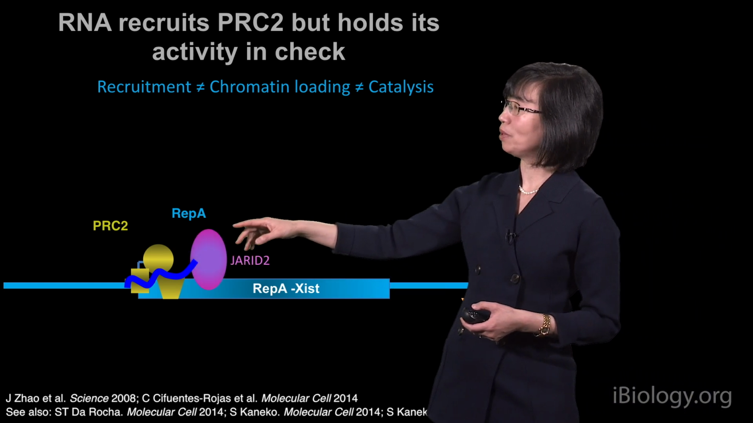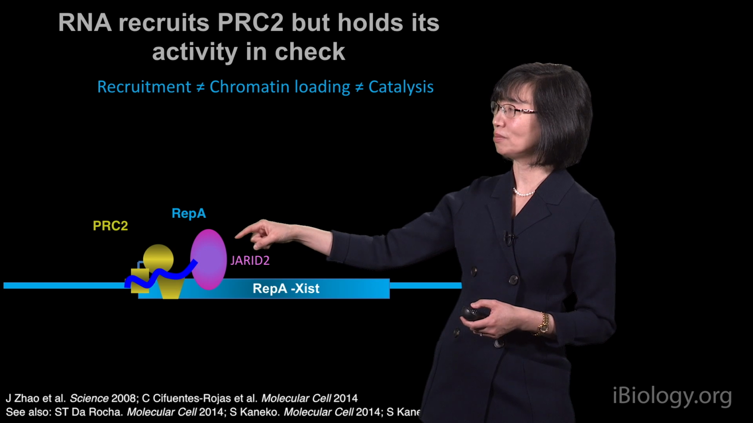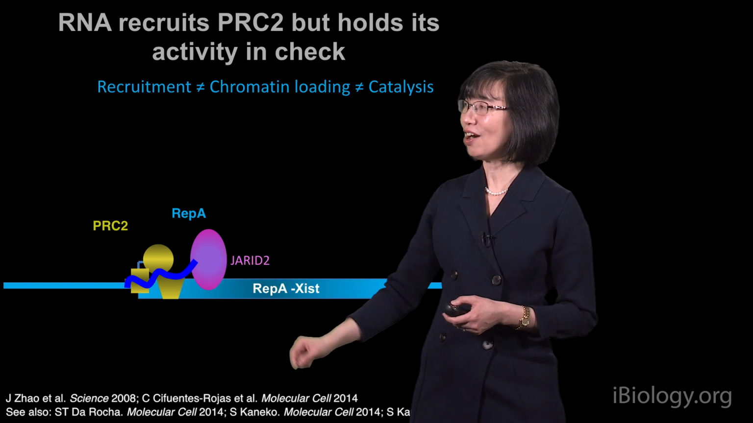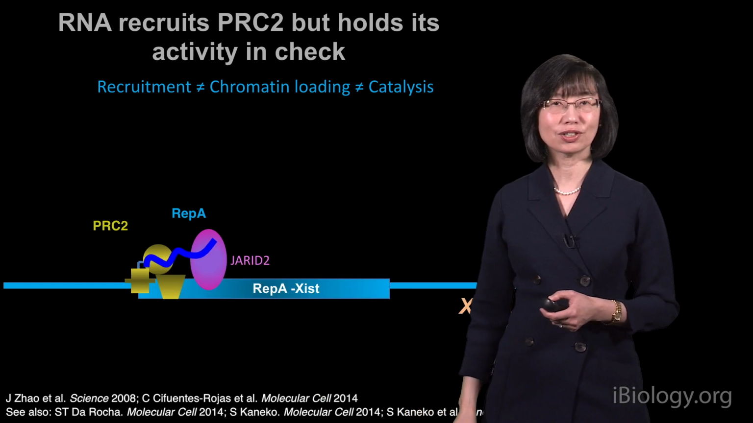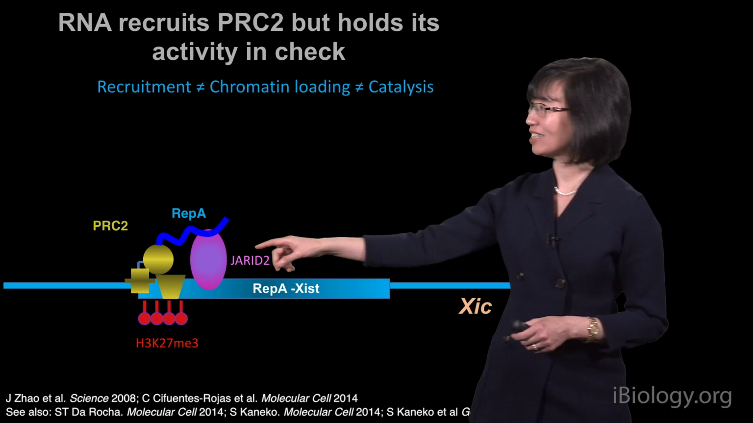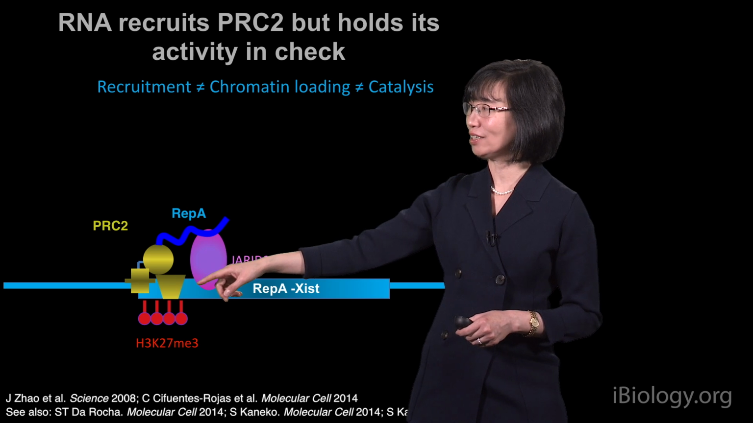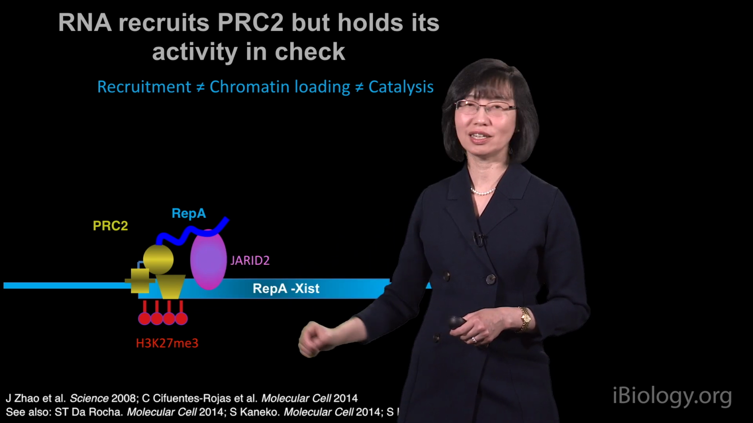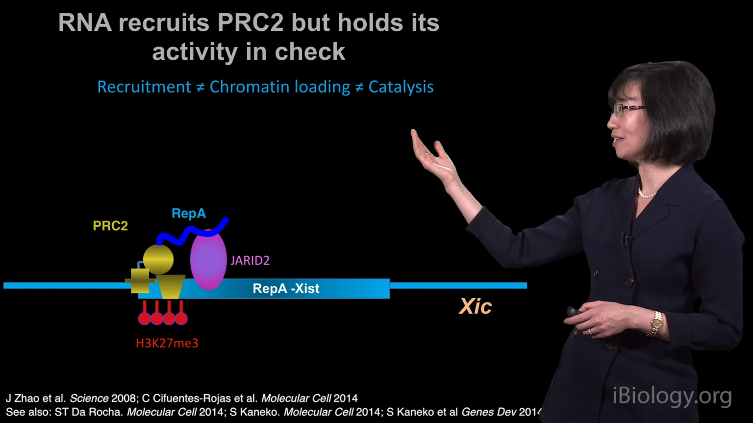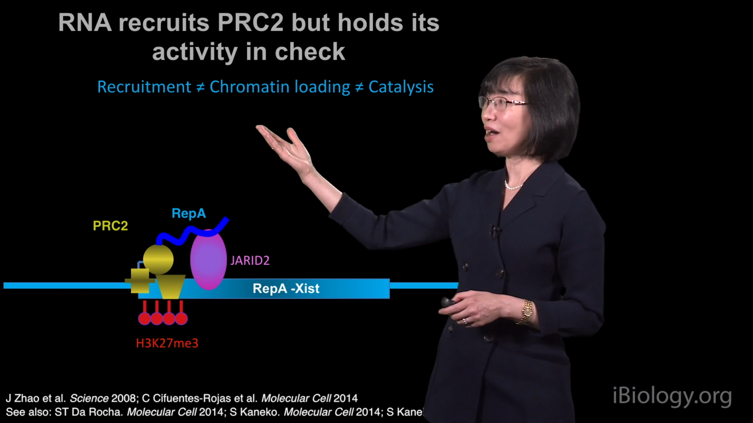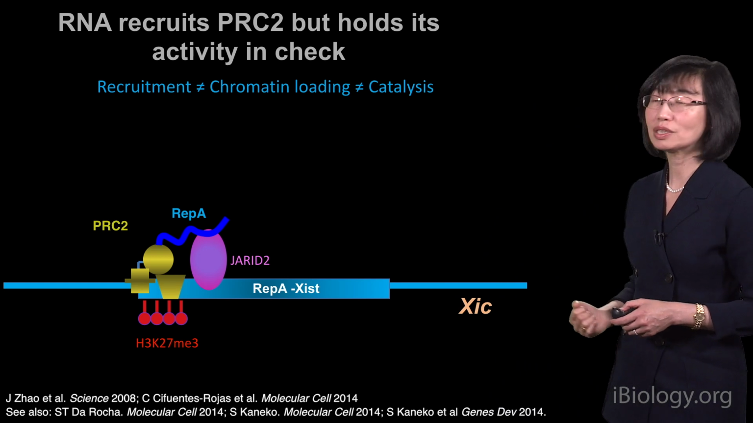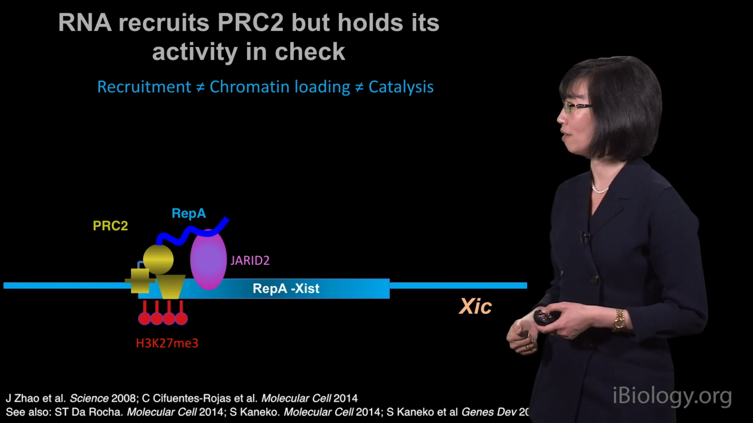However, when this complex comes into contact with this accessory subunit called JARID2, we see that the affinity of the RNA for the catalytic subunit EZH2 decreases. So the affinity goes down, and that loss of binding of the RNA to EZH2 is associated with unleashing of the histone methyltransferase activity. So again, this principle illustrates how we can separate polycomb recruitment from its loading onto chromatin to its catalysis on H3K27.